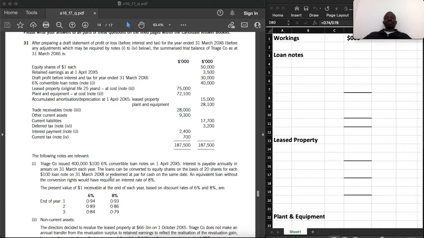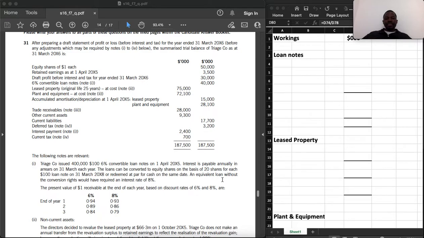So the beginning of the year was 1 April 20x5. So the end of the year is 31 March 20x6. That is the first year. 31 March 20x7, second year. 31 March 20x8, the third year. Or redeemed at par for cash on the same date.